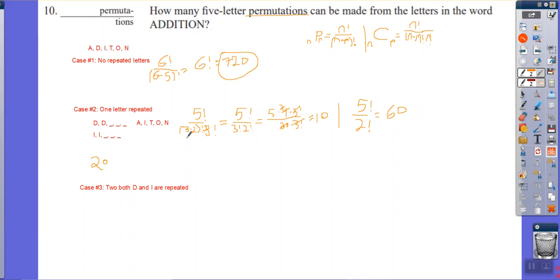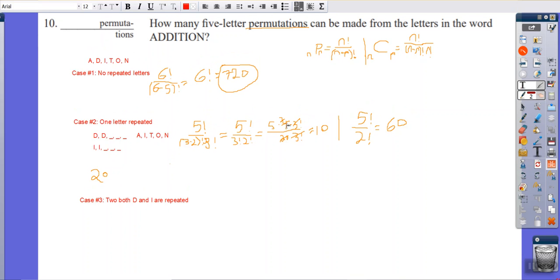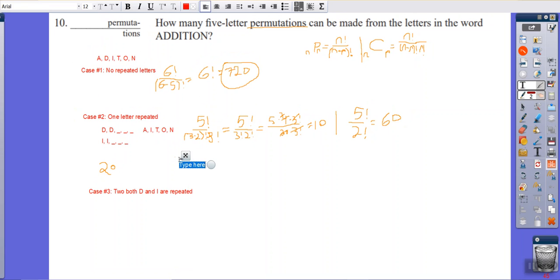Well, I have to multiply that by 2 because I could get double I's as well. So I have my 2 from the 2 different letters, times the 10 for the different ways of choosing, times the 60 for the different ways of arranging them, and I will get 600. Or not, I'll get 1,200. Up here I had 720.